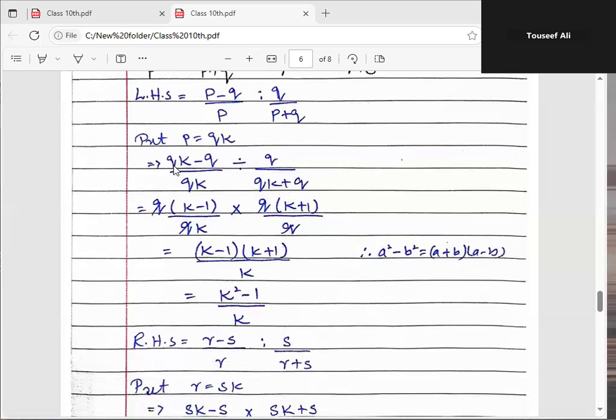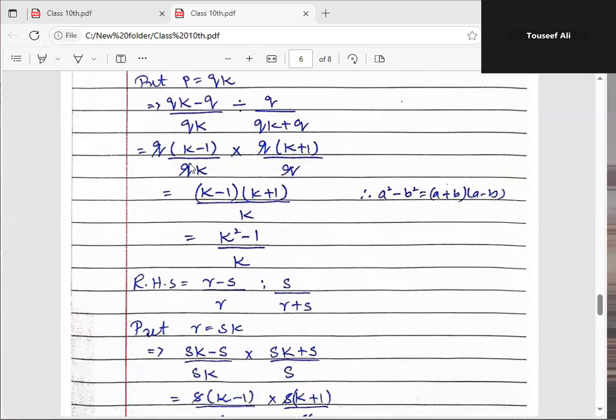Now in this numerator Q is common, so by taking Q common, K is remaining, and minus, we take Q common, so the remaining term is 1. So with (K minus 1) divided by QK, we change this division into multiplication form by taking the reciprocal, by interchanging its numerator and denominator. So it becomes, and here Q is common, so Q into (K plus 1) divided by Q. In the numerator there is Q, and in the denominator there is also Q, so Q cancels. In the numerator there is Q, and in the denominator there is Q also, so this Q cancels.